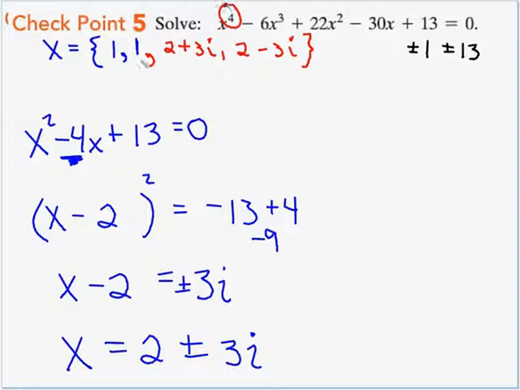Fourth power polynomial, 1, 2, 3, 4 roots, if we count the repeater in there twice. We have a pair of complex conjugates. All right, everything turned out great.